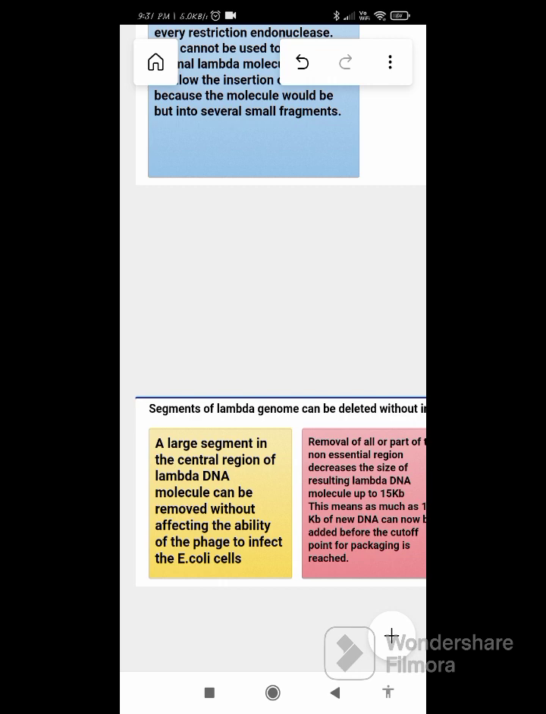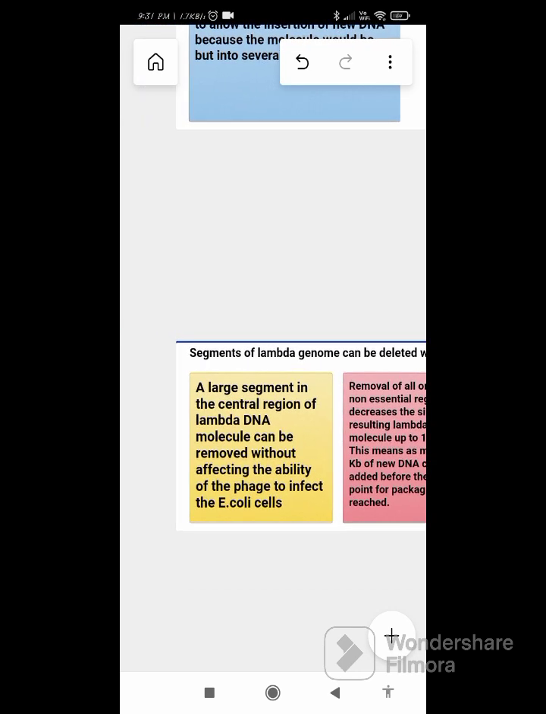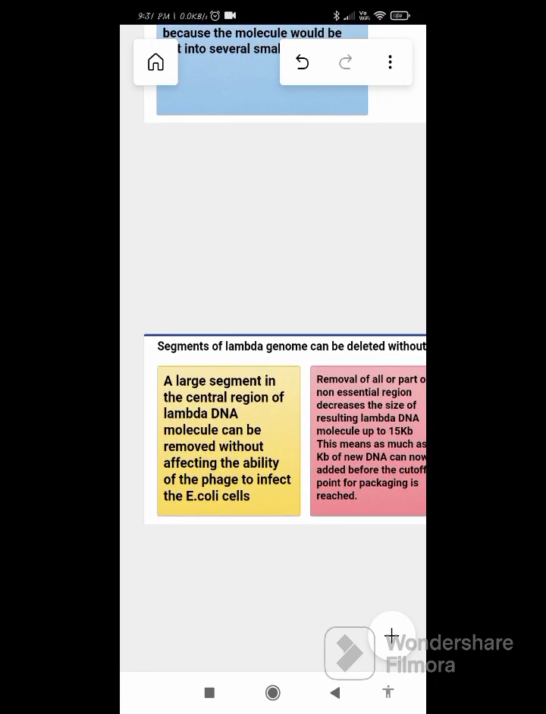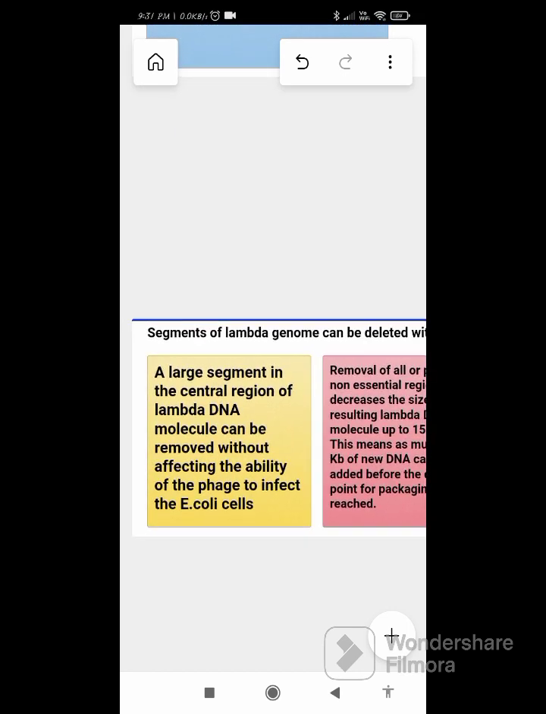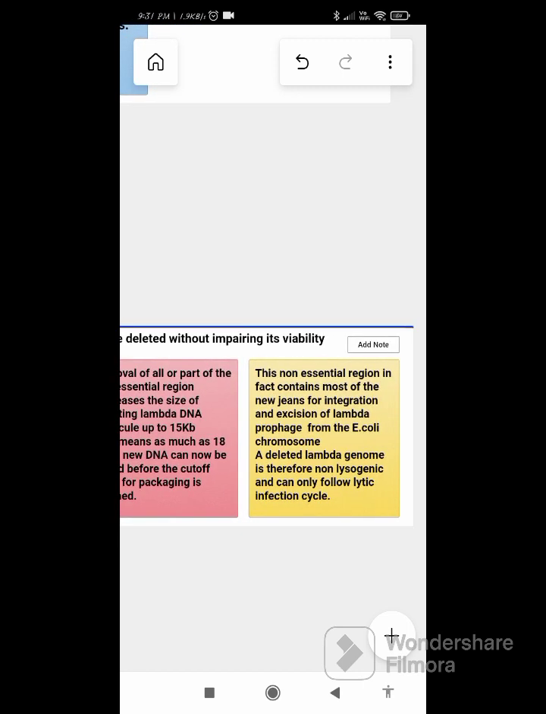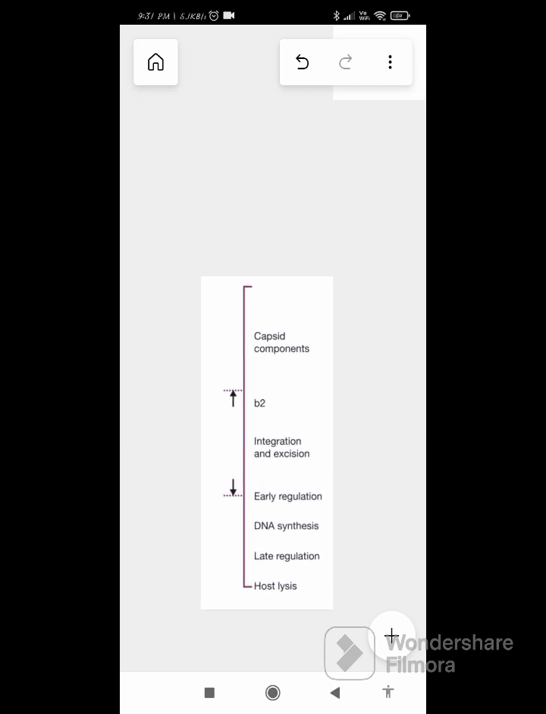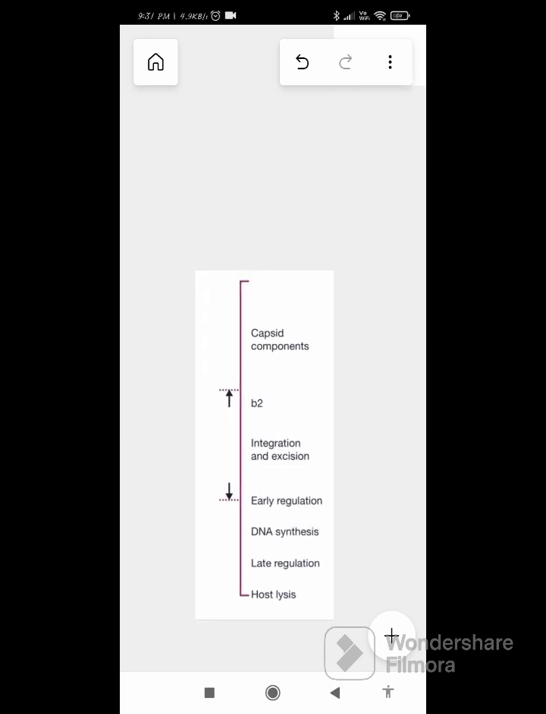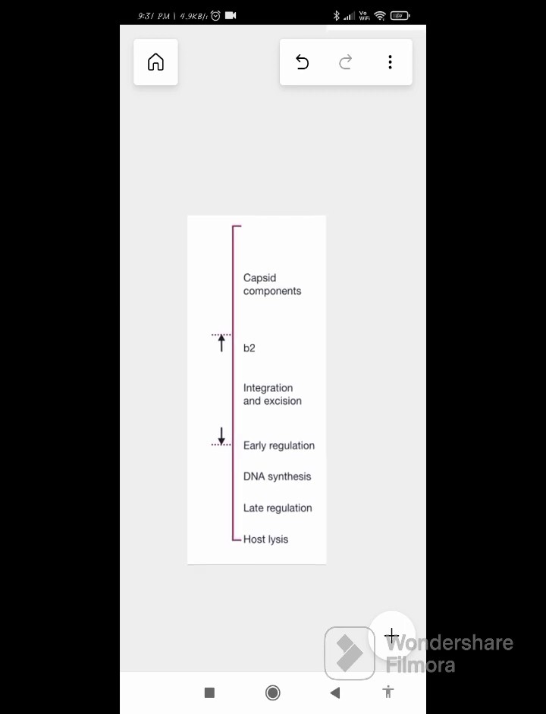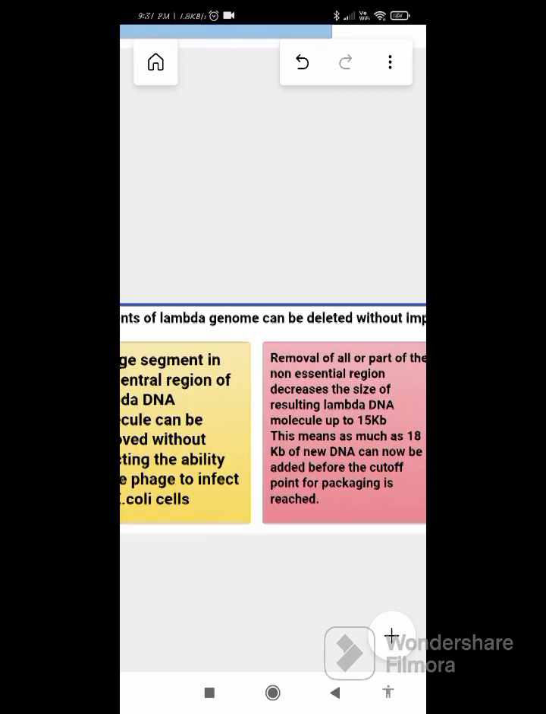Researchers first identified segments of the lambda genome that can be deleted without impairing its viability. A large segment in the central region of the lambda molecule can be removed without affecting the ability of the phage. Here we can see this region can be removed. Removal of this part will not affect it that much.